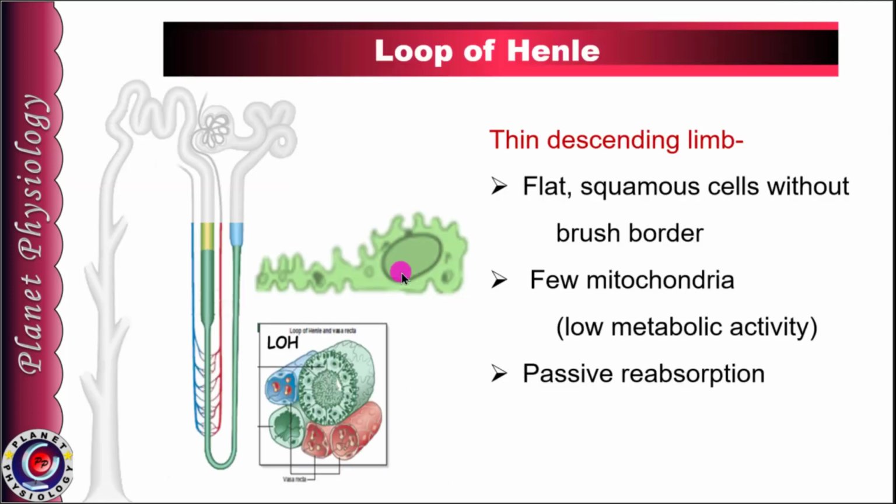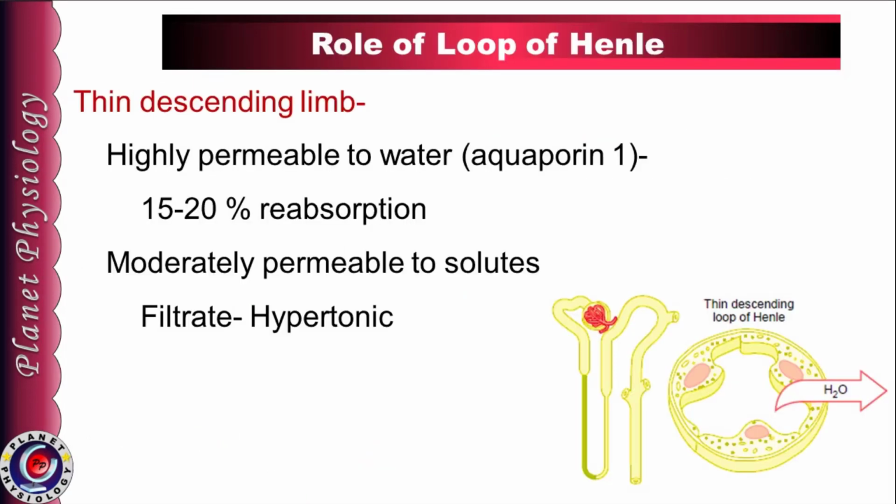It is lined by flat squamous type of cells. These cells lack brush border and possess few mitochondria, indicating their low metabolic activities. This segment is permeable to water. Epithelial cells possess aquaporin 1 water channels in their apical as well as basolateral surfaces, allowing rapid movement of water along the gradient. Descending segment reabsorbs about 15 to 20% of the filtered water load.